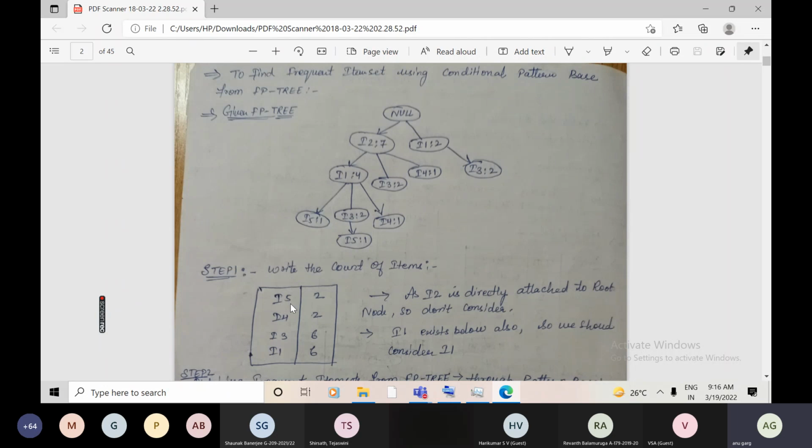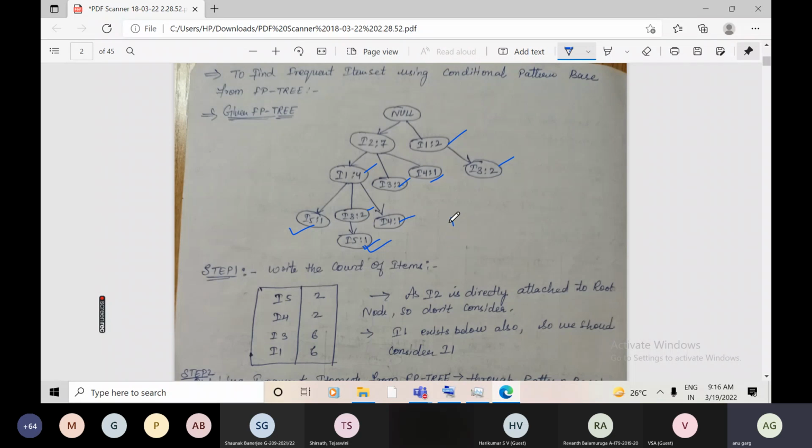So first start with I5. How many elements do we have? What is the support count of I5? If you see, where all we have I5, here and here. So support count will be 2. And then start with I4. 1, and where else do we have I4? Here, here. So 2. Then I3: 2, 2, 4 plus 2, 6. Next I1: 4 plus 2, 6.